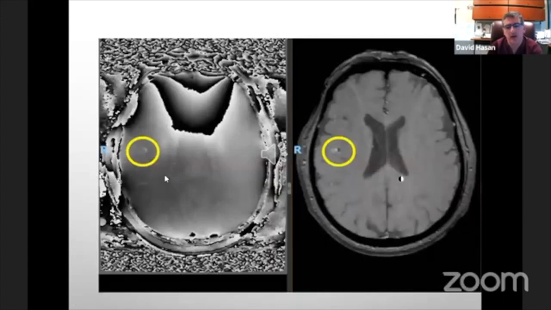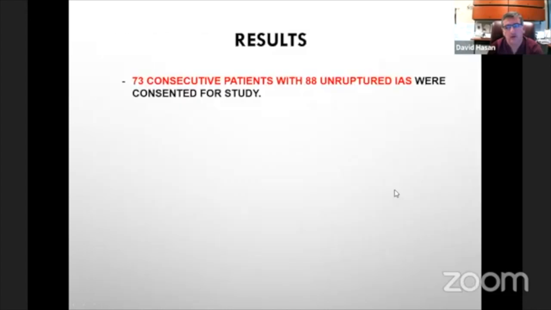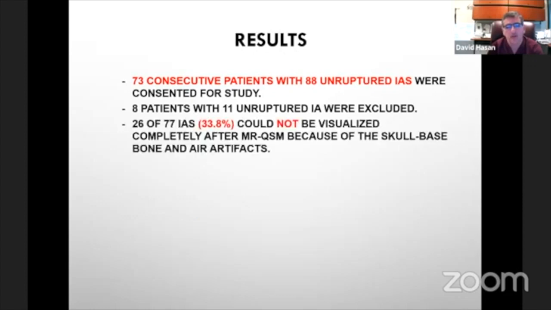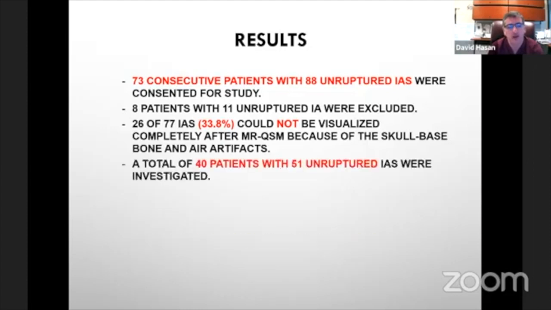This is a patient who had a distal MCA aneurysm, and you could see on the left panel the enhancing wall. Then this is the positive QSM, and on the other side is the positive enhancement on the vessel wall imaging. Here we see on the left is the QSM. Here we did 73 consecutive patients with 88 unruptured aneurysms. 8 patients with 11 unruptured aneurysms were excluded. 26 of the 70 aneurysms could not be visualized, again, because of the QSM. In total, about 40 patients were included.